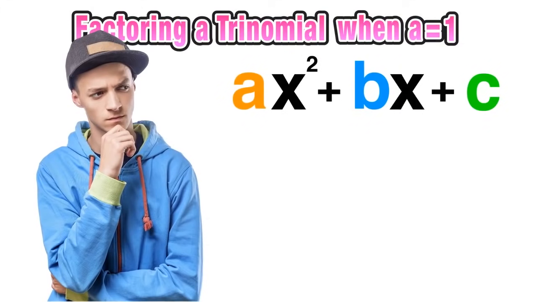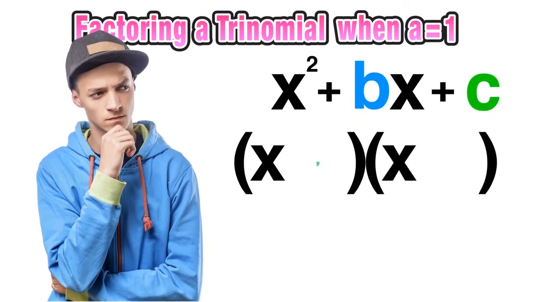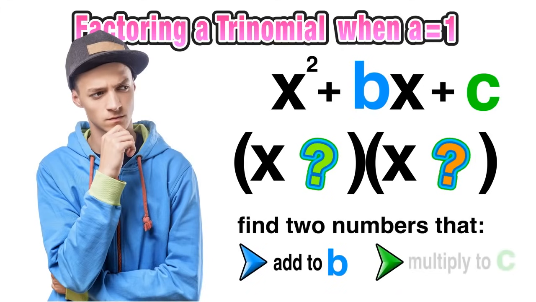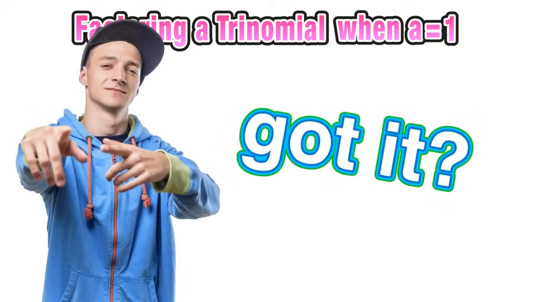So here's a quick recap. Whenever we have a trinomial where the coefficient in front of the x squared is 1, or when a equals 1, we can find the factors by finding two values that add to the middle term b and multiply to the outside term c. And that's really all there is to it. So please don't let factoring trinomials make you crazy. We got you on this one.